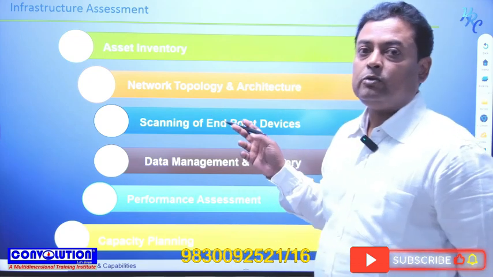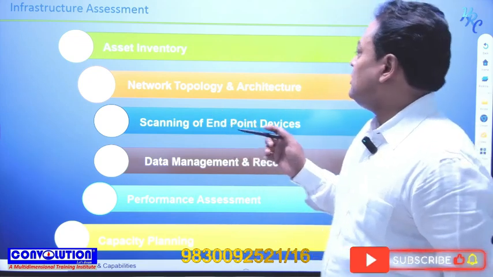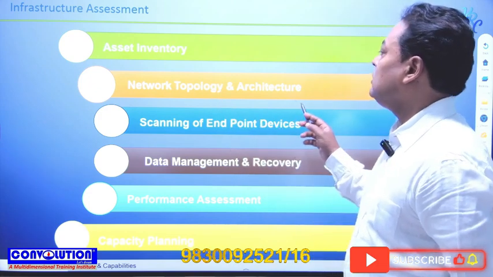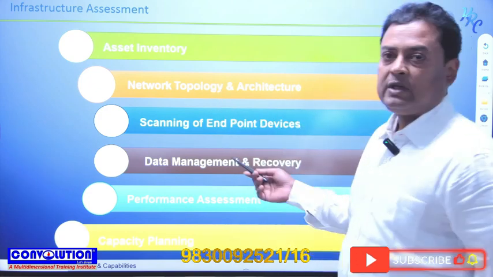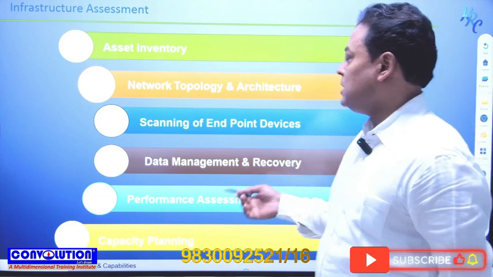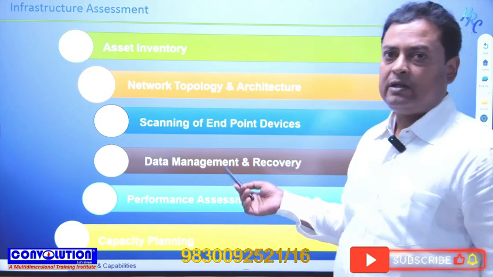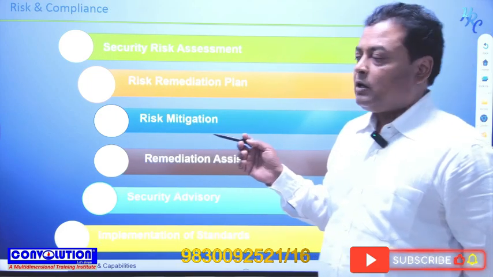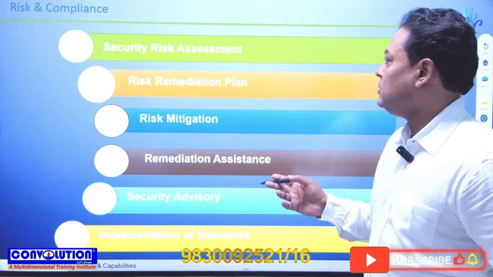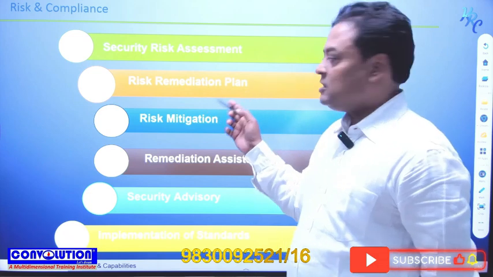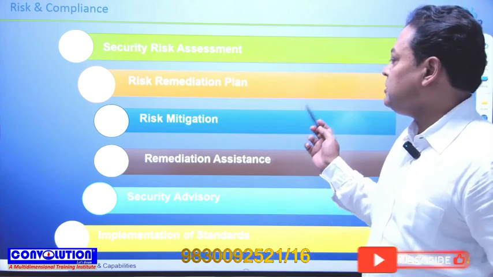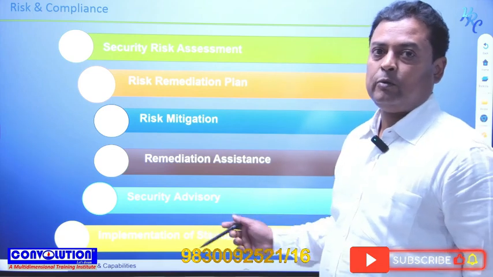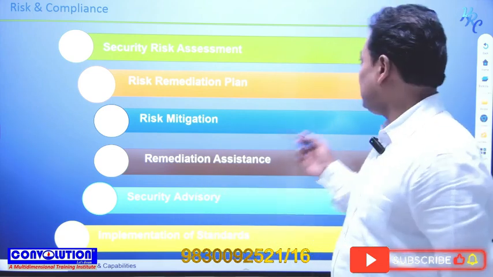Along with security, we also have to do infrastructure assessment. So we check what are the asset inventory, what are the topology and architecture. We scan the endpoint devices and do the capacity planning, performance analysis. And under compliance, we have the security risk assessment, risk mitigation, risk remediation plan, security advisory, and implementation of standards. We'll go through what are those standards later.